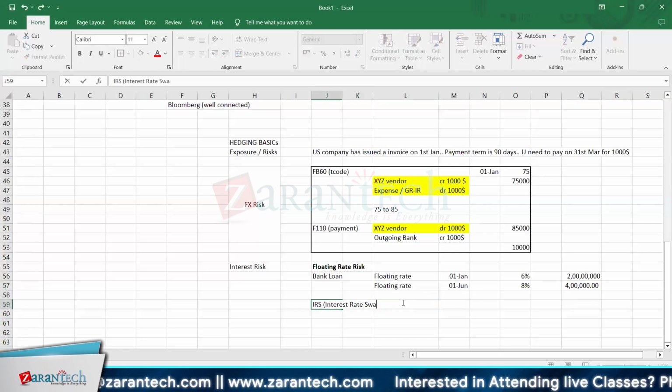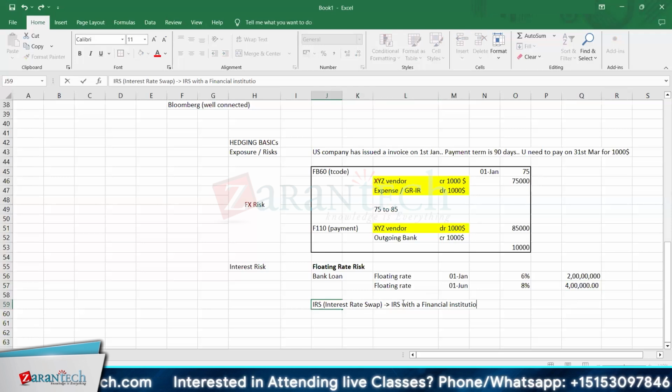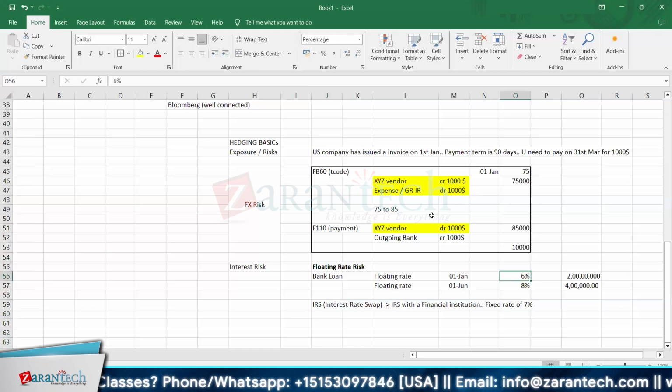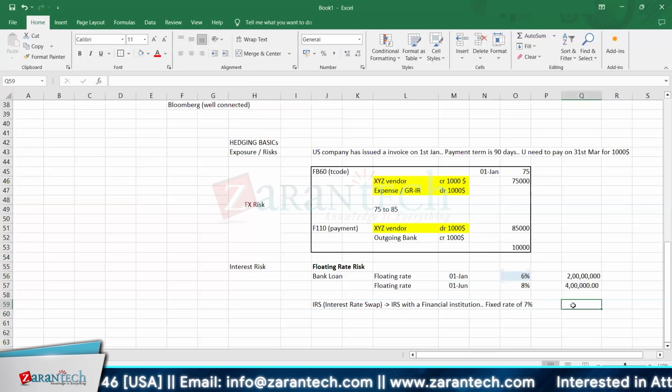Interest rate swap. Let's say you take this IRS with a financial institution, and this institution is expecting the rate to go down, but you expect the rate to go up. So they're okay to have this swap done, and they are actually giving you a fixed rate of 7%. Right now, let's say you are at 6%, but they are giving you a fixed rate of 7%. Since in the future you're expecting the rate to go up, you are taking this IRS, which is from floating to fixed.